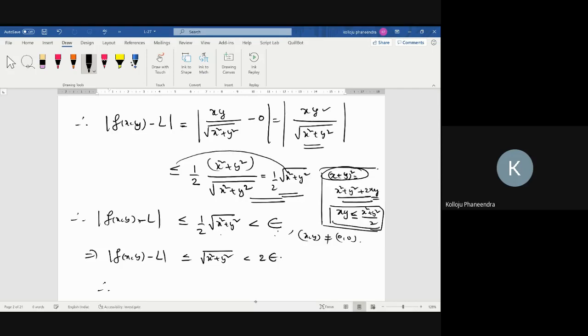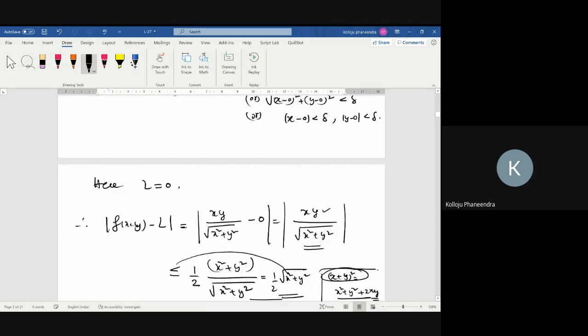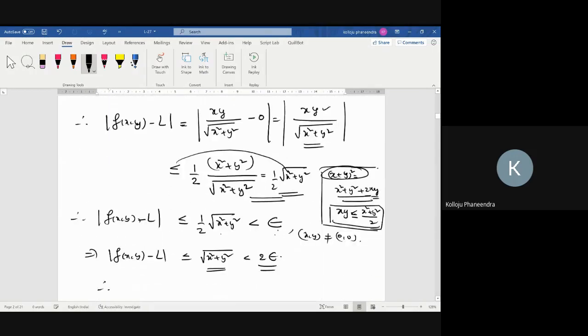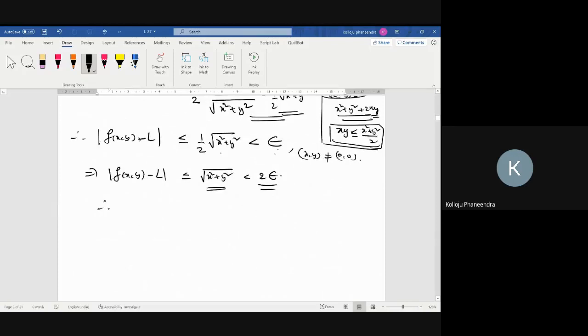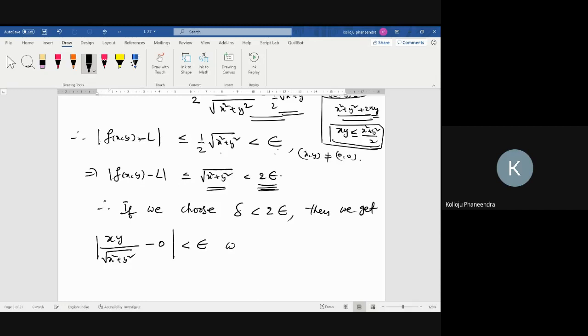Therefore, how to choose delta? This is the x square plus y square, here less than epsilon, delta, about the point 0 comma 0. Therefore, if I choose delta less than 2 epsilon, then we get our limit. Root of x square plus y square is less than epsilon, less than delta.